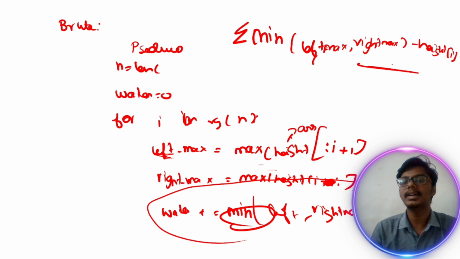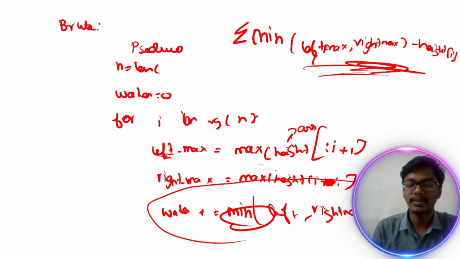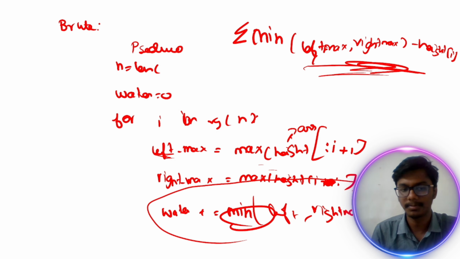So that's the problem, and that's the formula for trapping rain water. Now we have discussed the brute force solution. Now let's dive into the optimal solution.